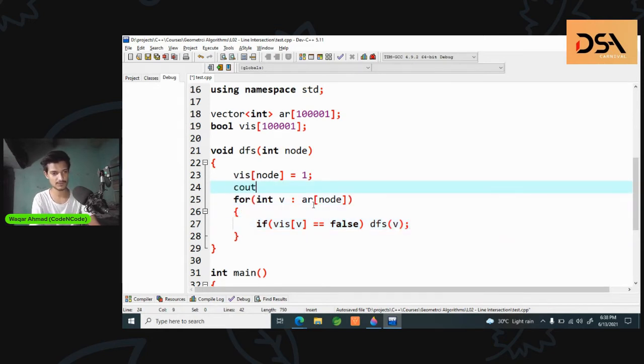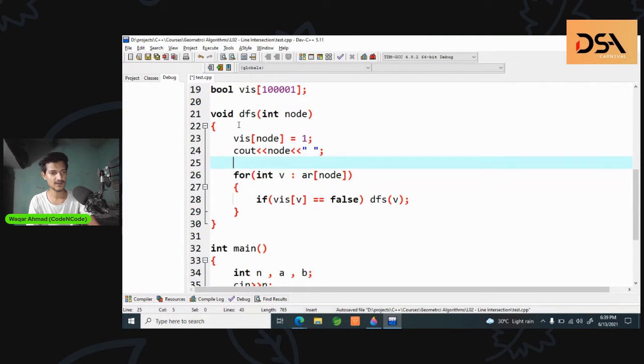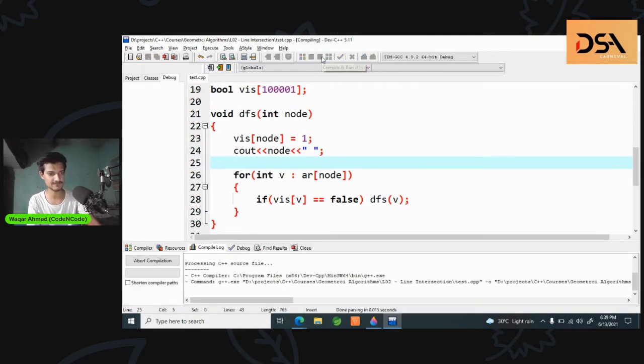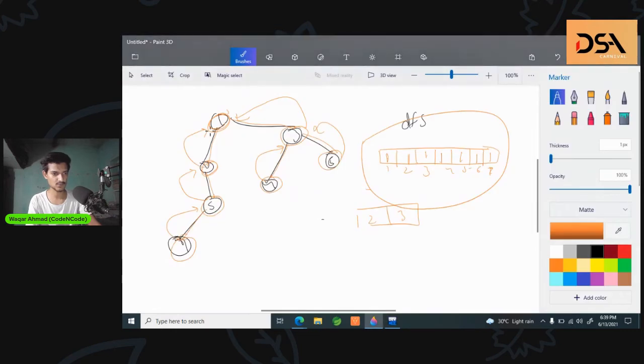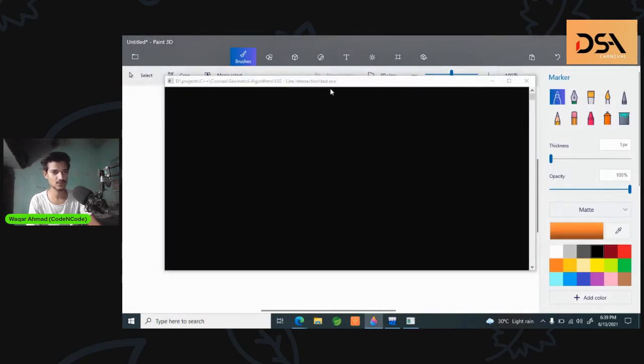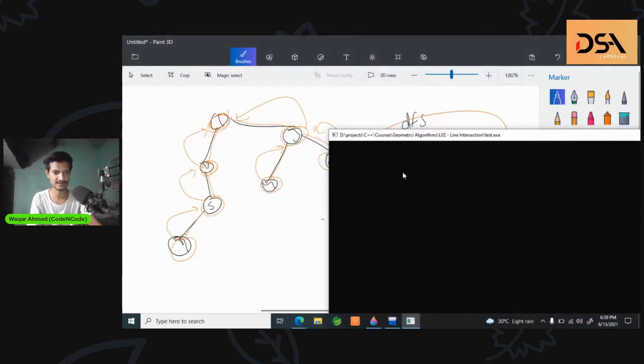So how would you know that we are visiting the nodes in the correct order? Let's simply print it. What we are doing is running DFS and simply printing the nodes in the order they are visited. So let's input this tree and see in what order they get traversed.